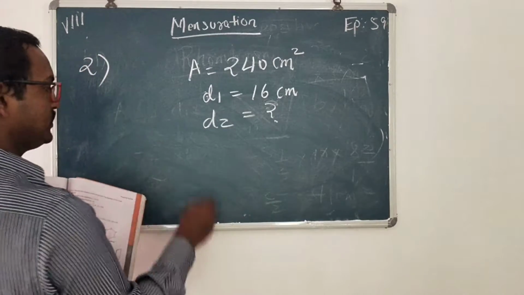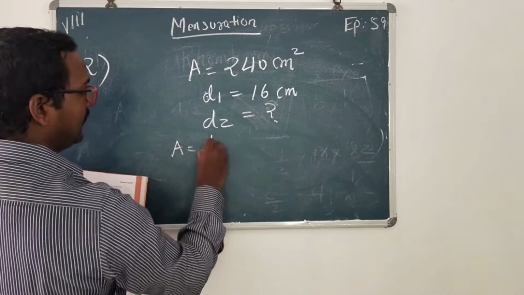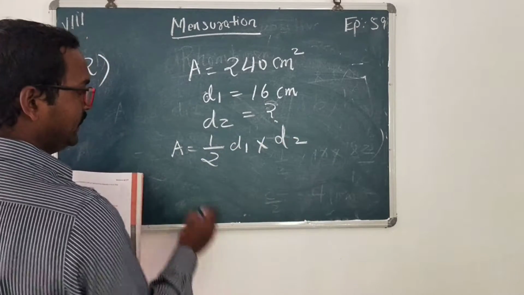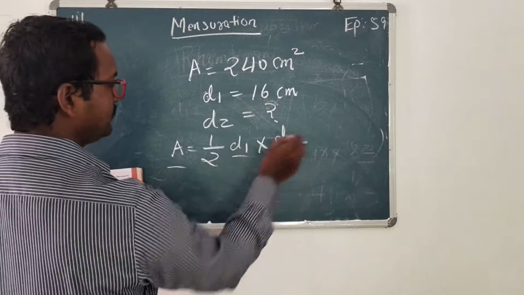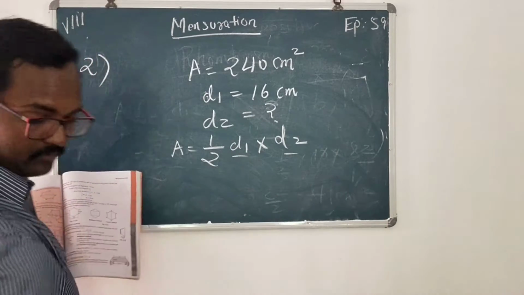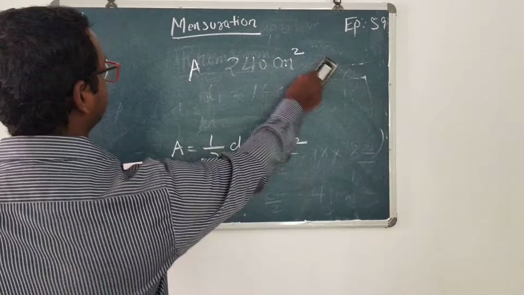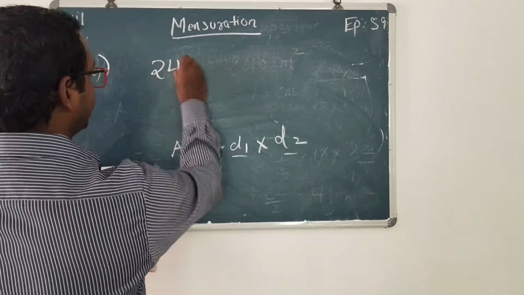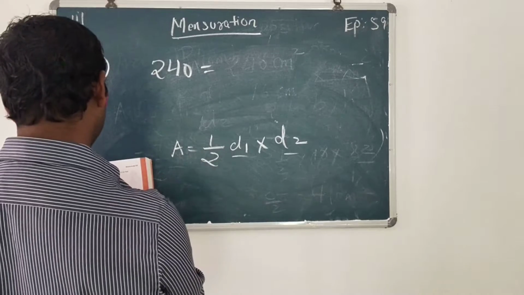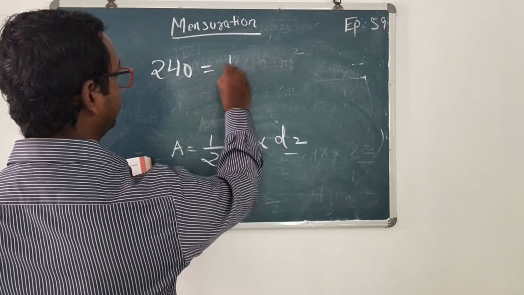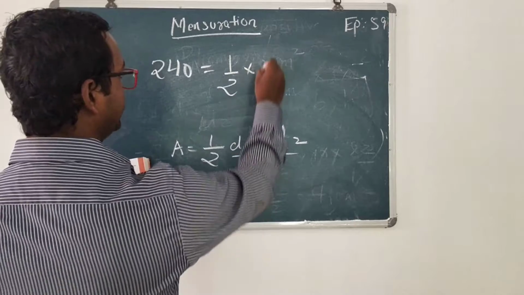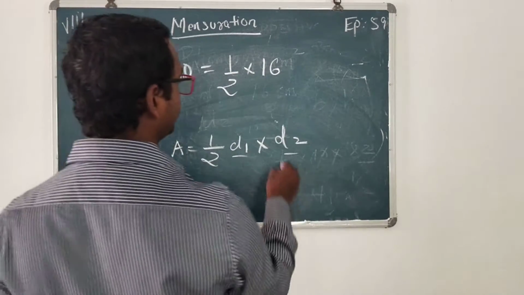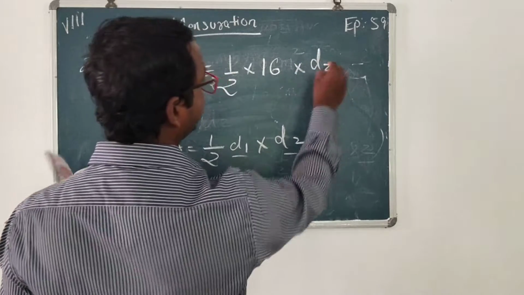How to find? Use the formula. Area is half d1 into d2. So see, this is given, this is given, this is missing. So we will apply this formula here by putting the value. Area is 240 is equal to half d1, which is 16 centimeter, and d2, which is missing. So keep d2 as d2.